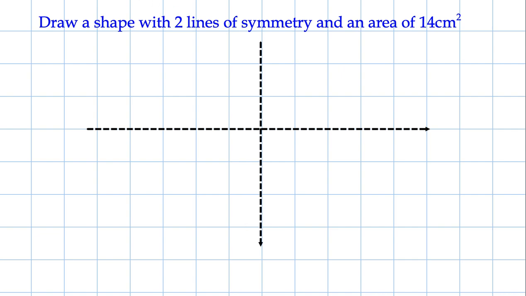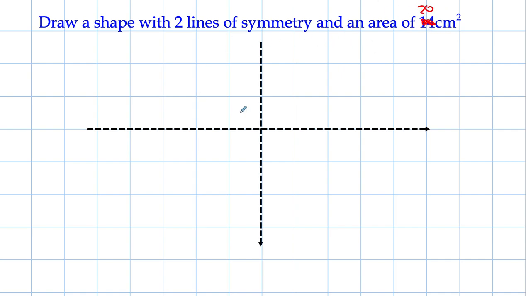So if I were to think about an area of 14, what we have to think about is that on each half, on the left and the right, there's going to have to be 7 boxes. I put 14. I'm actually going to make it 20 instead, for reasons which I will not explain. So let's make this 20.